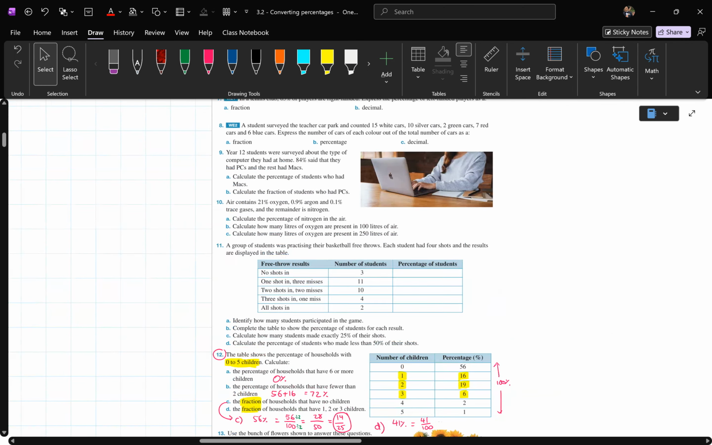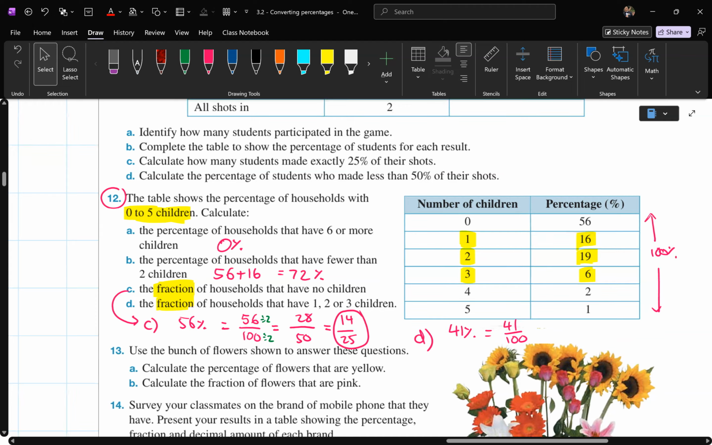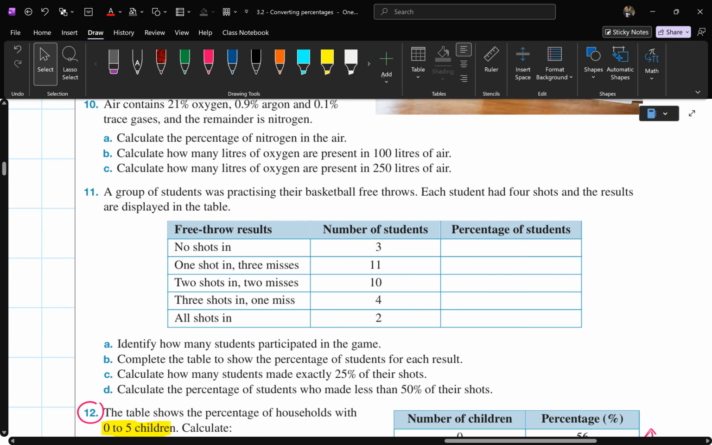So you can see that we utilized the skills of conversion, and then we interpreted a table. There are probably other questions that might be relevant to that idea. You might convert to a decimal, for example.